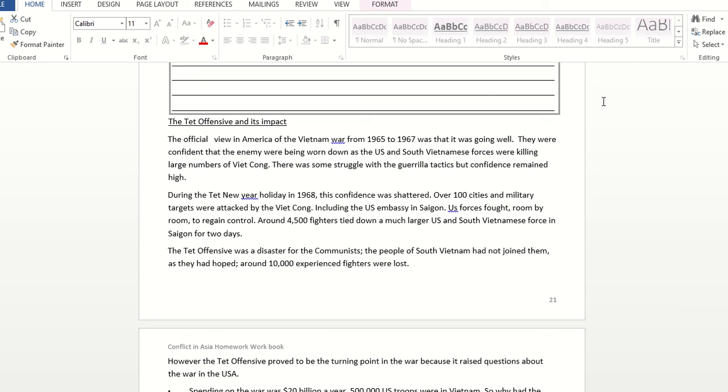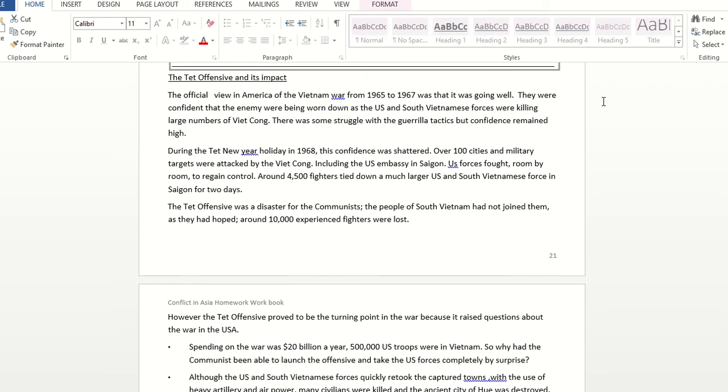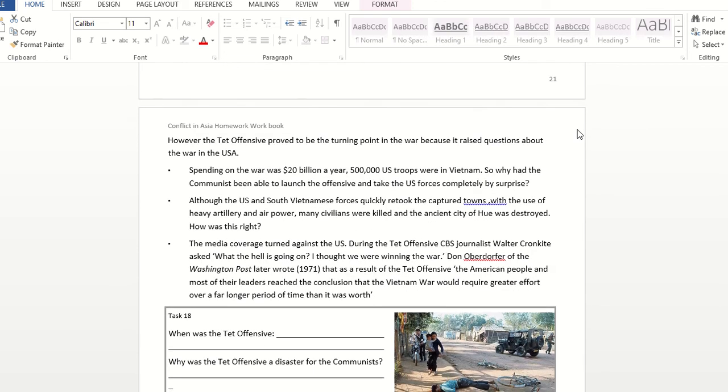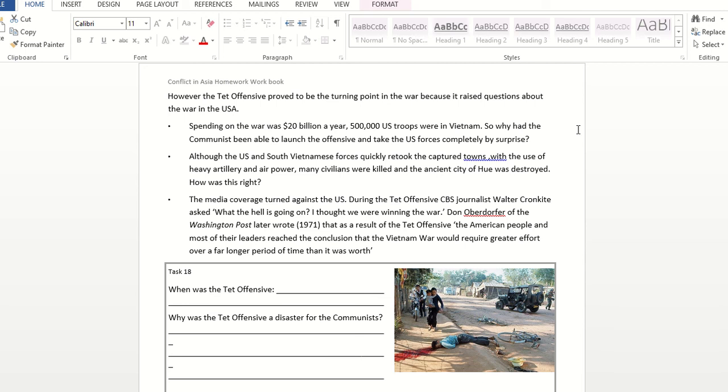The North Vietnamese and the Vietcong lost lots of trained, experienced troops, and it was a disaster for them. But it was also a disaster for the Americans. The US public was shocked. They had been spending $20 billion a year and had been caught off guard by the Vietcong. How had they been taken so much by surprise?